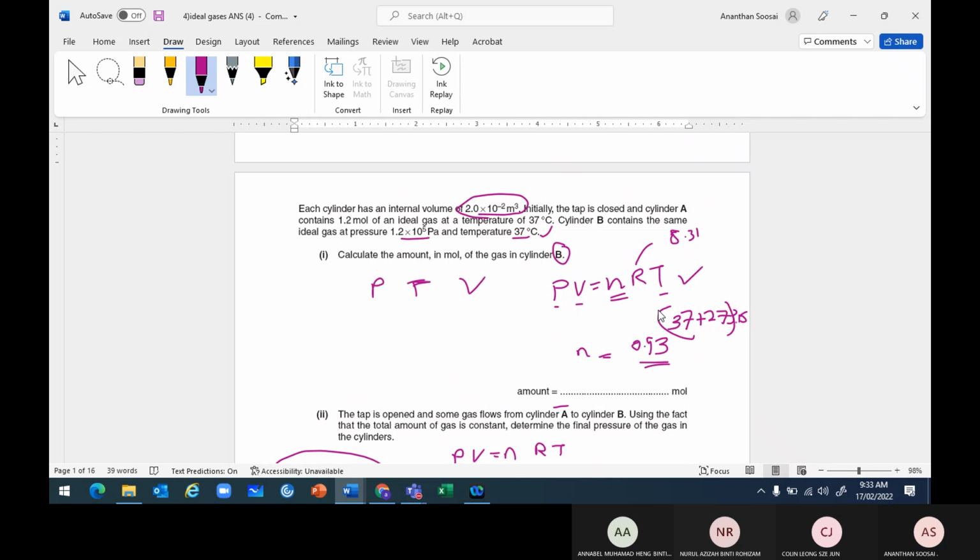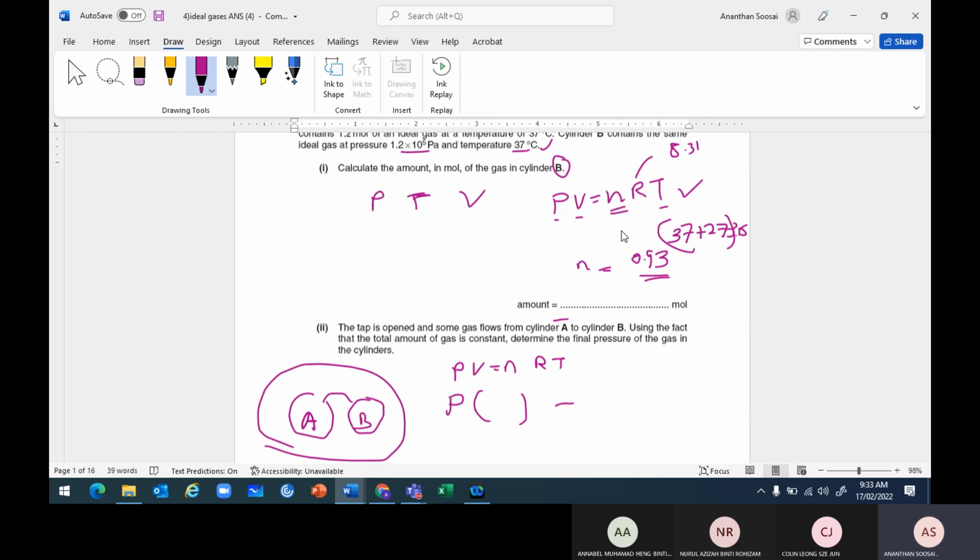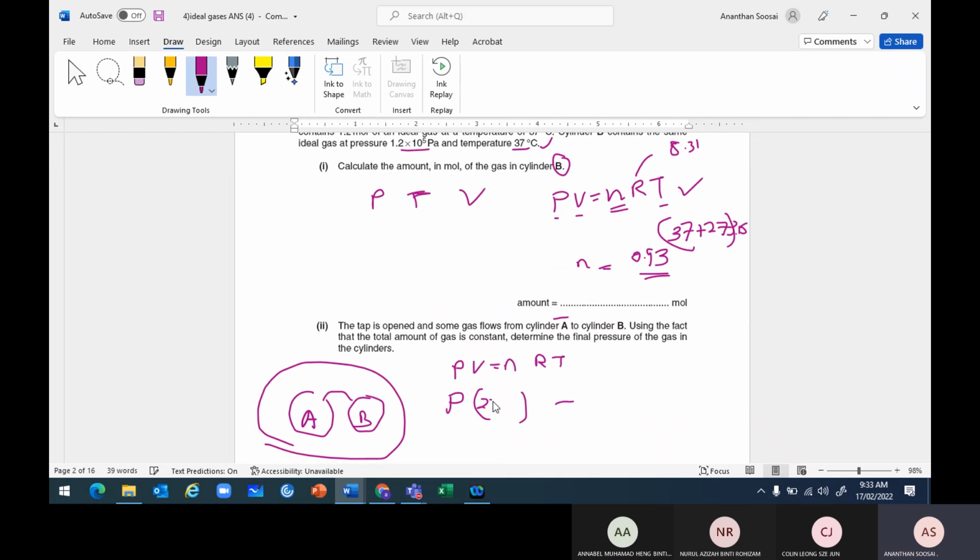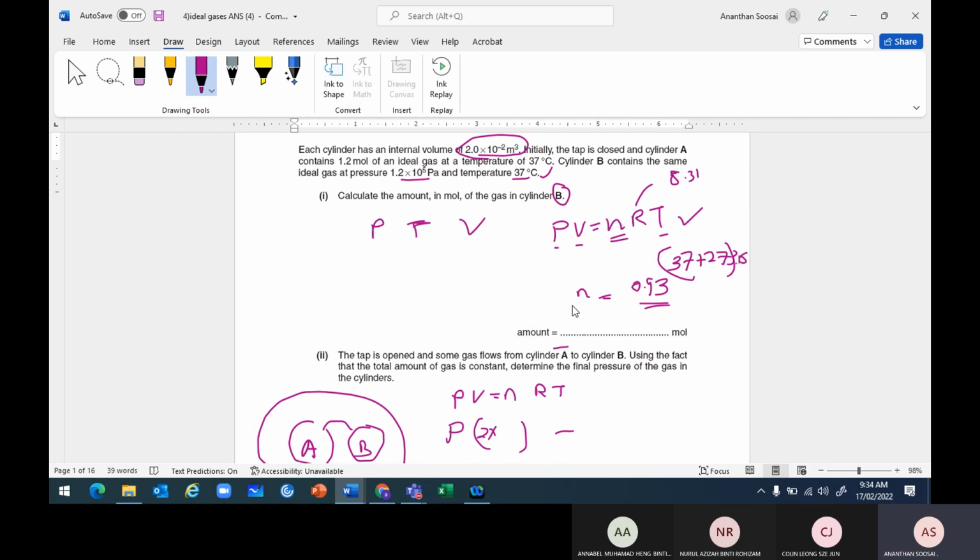The volume is 2 times 2 times 10 to the power of negative 2, right? The total volume of the closed system is 2 times 2 times 10 to the power of negative 2. I don't know how many of you put 2 times. Here it should be 2 times the volume above, because there are 2 containers, so it's the total volume. That should be the volume.